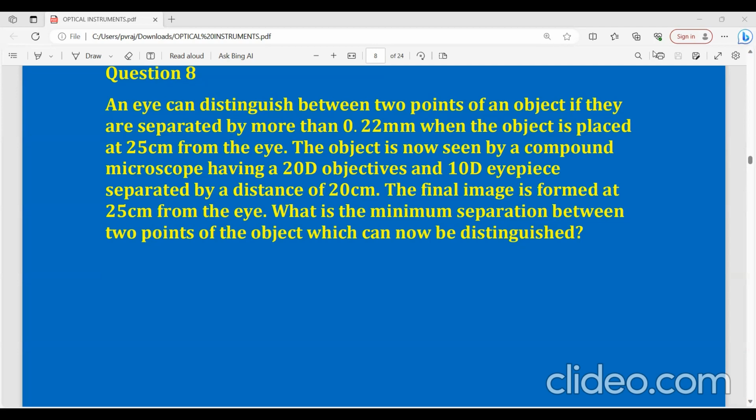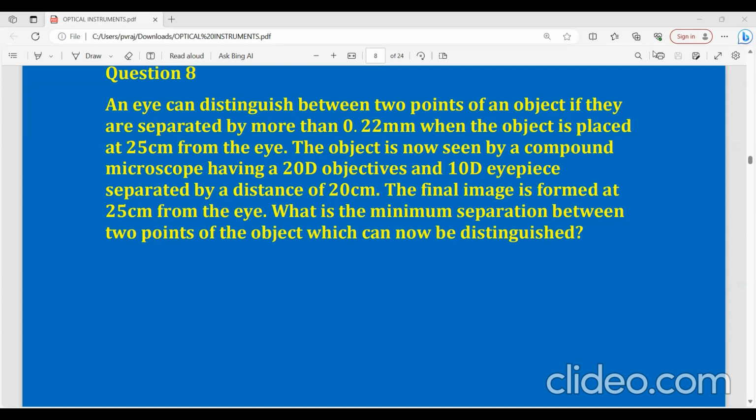What is the minimum separation between 2 points of the object which can now be distinguished? They are asking for the resolving limit. With the eye alone, the resolving limit is 0.22 millimeters. By using a compound microscope, we can see even smaller distances. Now, what is the resolving limit they are asking?